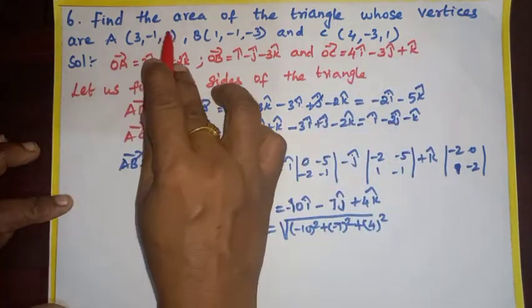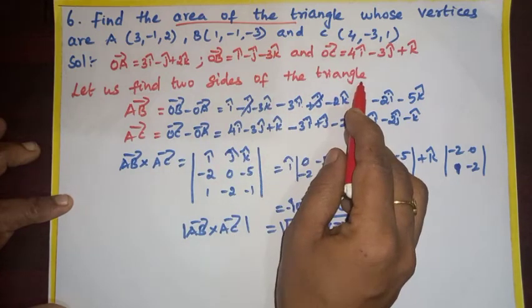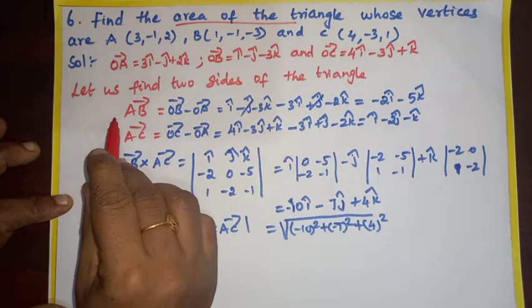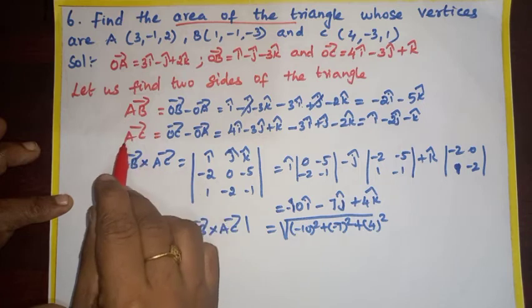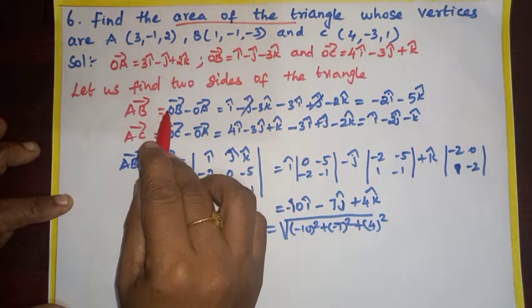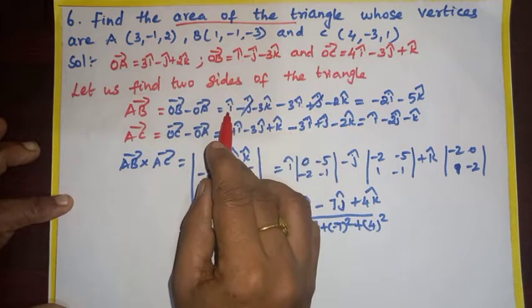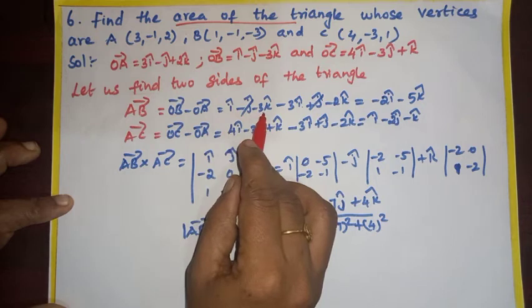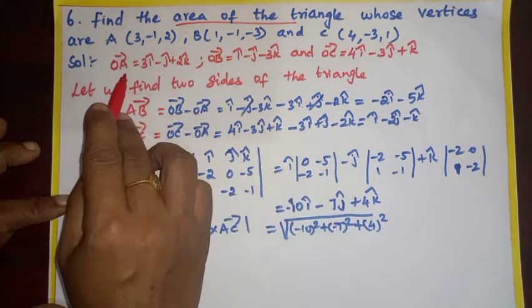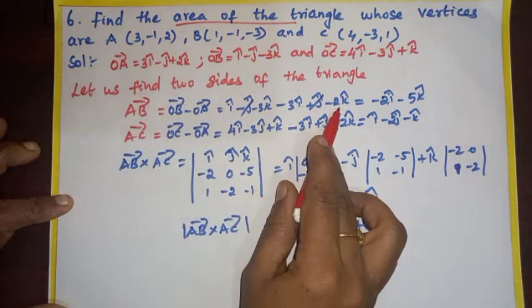To find the area of the triangle, let us find two sides of the triangle. You can consider any two sides. Here I am going to find AB vector and AC vector. AB vector with respect to position vectors we can write as OB vector minus OA vector. OB vector is i vector minus j vector minus 3k vector, minus OA vector, which is minus 3i plus j minus 2k.